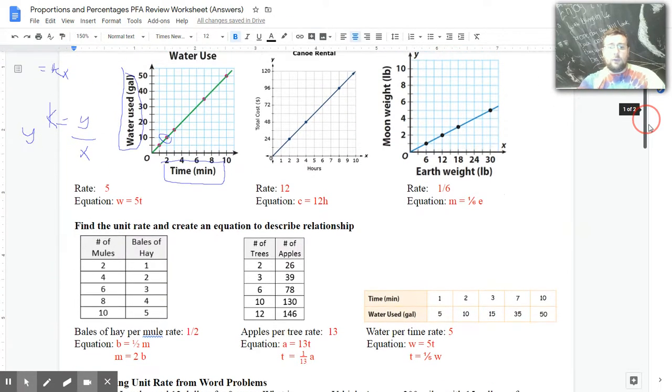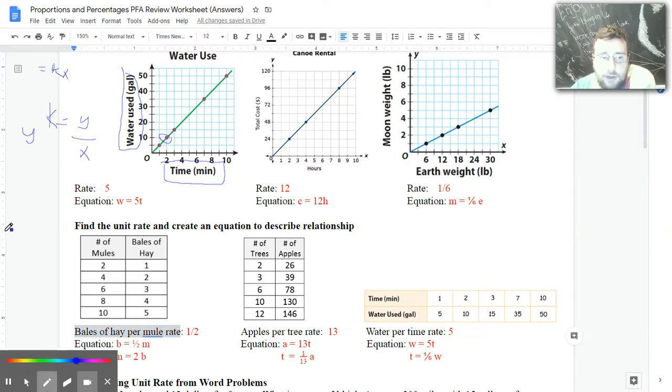All right, so as you can see, it's also pretty straightforward. You just got to go in this very same order as they give it to you in the problem. So if they want bales of hay per mule rate, that means they want bales of hay on top per. Remember, the word per means divided by. That's what that means. So in this example, they want bales divided by mules. So then you got to put the 1 divided by the 2, and you get a half. Pretty straightforward. Same kind of thing here. You want apples per tree. So you're going to go to apples, which is 26 divided by 2, and you get 13.